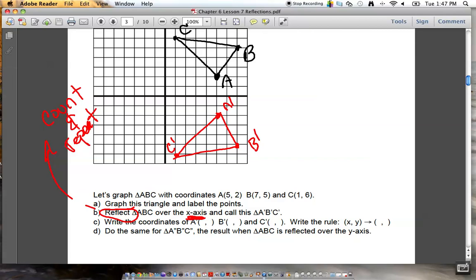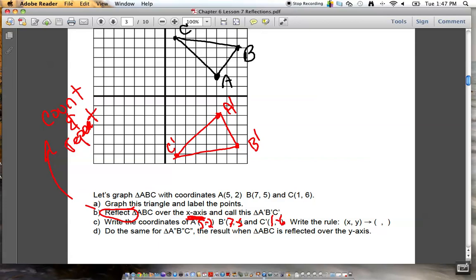Okay, now, hey, stop. It says write the new coordinates. What's the new coordinates of A prime? Positive 5, negative 2. What about B prime? Positive 7, negative 5. And what about C prime? So, in general, what happened to every point? The x stayed the same and the y got negated. Okay, now what I want you to do, last thing for the day, ready?